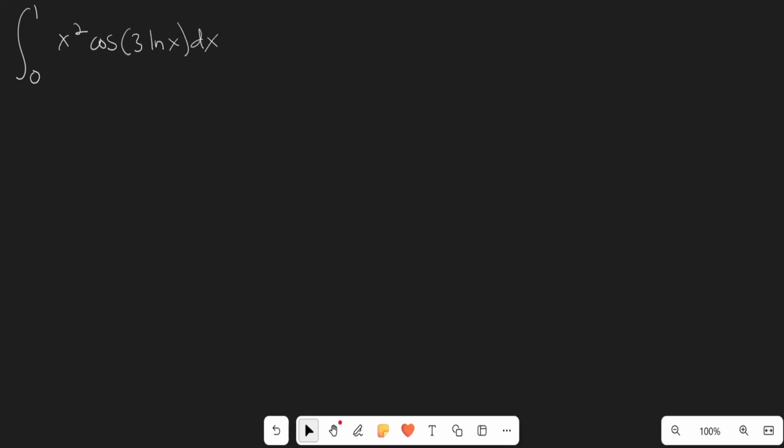So in this tutorial we are going to look at this integral from 0 to 1 of x squared cosine of 3 natural log of x dx. So let's solve this integral.